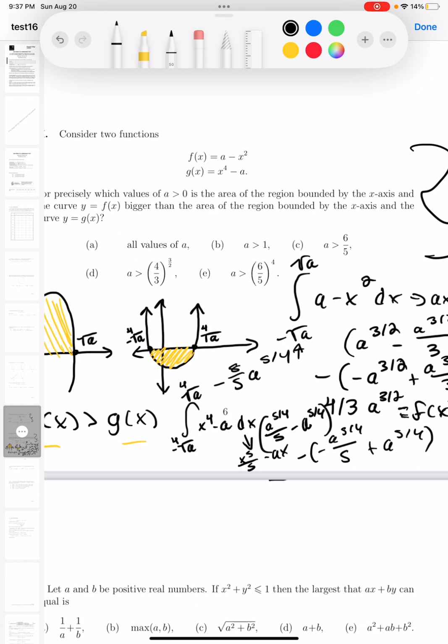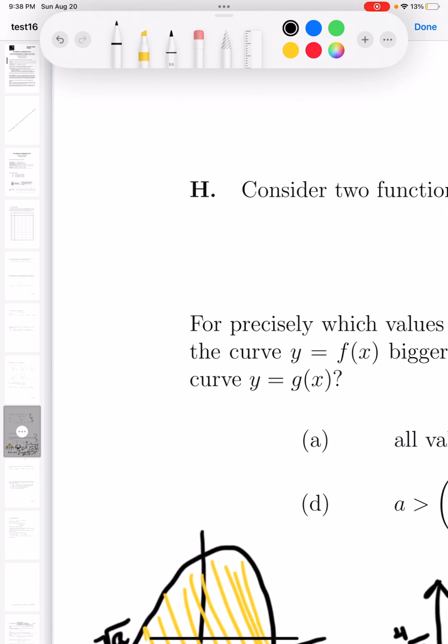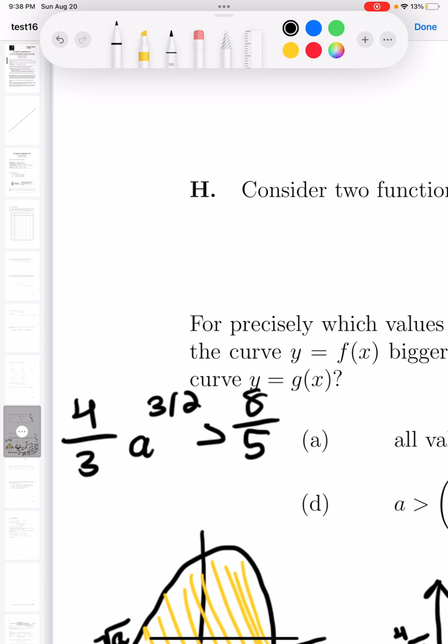Thing is, we're looking at a quantity that's below the x-axis, as you can see. That's this quantity here. So that's just basically the positive version, 8 over 5. So one is greater than, what was it, negative 8 over 5, right? Sorry about that. 8 over 5 a to the 5 over 4, correct?